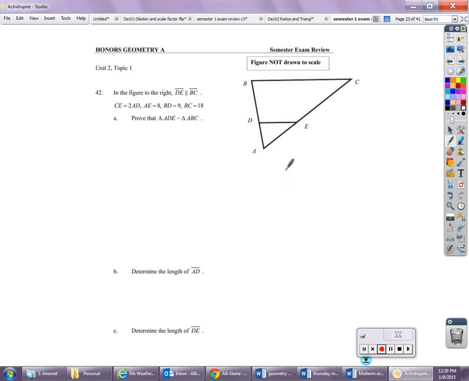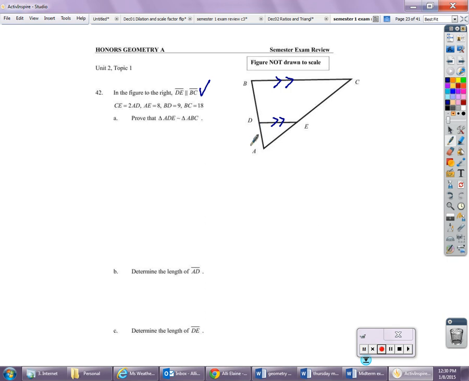So number 42, they tell you that DE is parallel to BC. So I'm going to mark that. Please don't get confused. DE is not the midsegment of BC. They never mention that D is in the middle of BA or that E is in the middle of AC. So it's not a midsegment, they're just parallel. Okay? They tell me that CE is twice the length of AD.